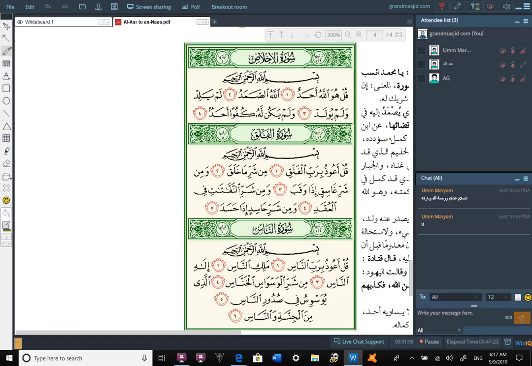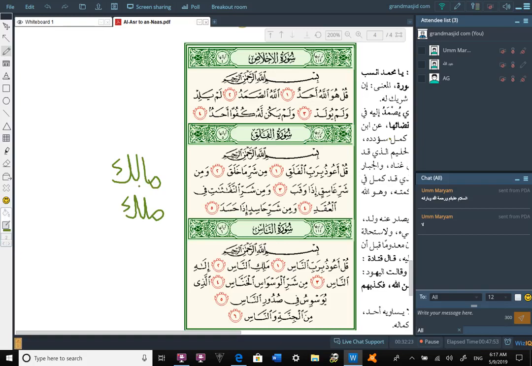Malikin nas. Maliki we had in Surah Al-Fatiha. Mim, Lam, Kaf. Here it means the king of the people. Malik. Malik means the owner. Right? Malik means the king.